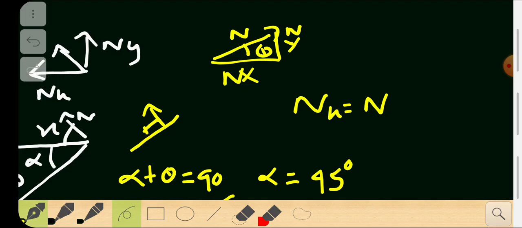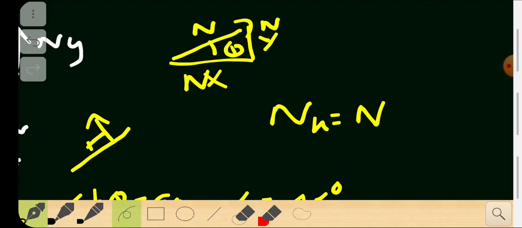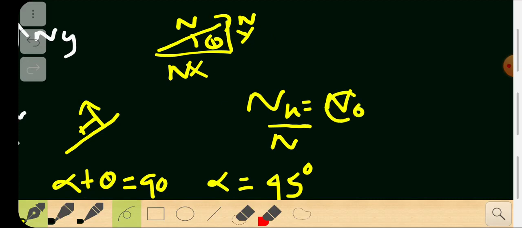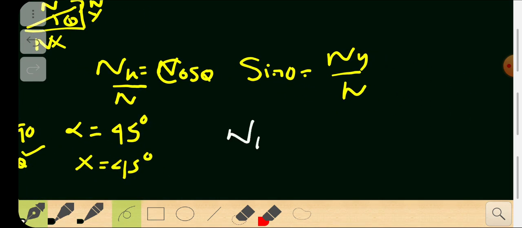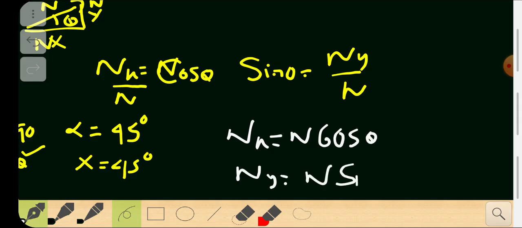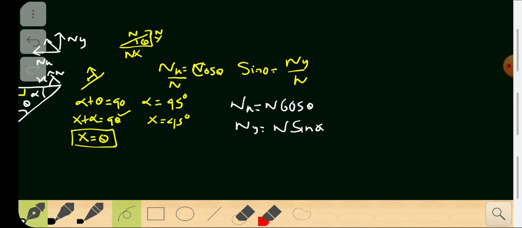Okay, nx must be equal to n times, let's have a look at the angle. So cos theta will be adjacent, which is nx by n, right? So nx by n will be the cos theta. Similarly, sin theta will be opposite, which is ny by n. So now you can say that nx is equal to n cos theta and ny is equal to n sin theta. You got that? So we have resolved them into two components.